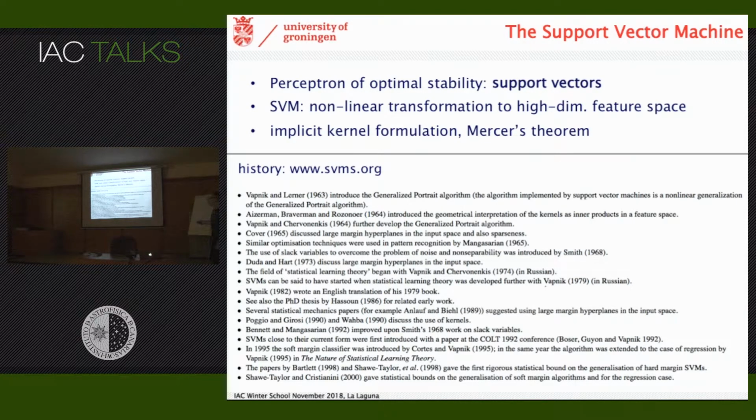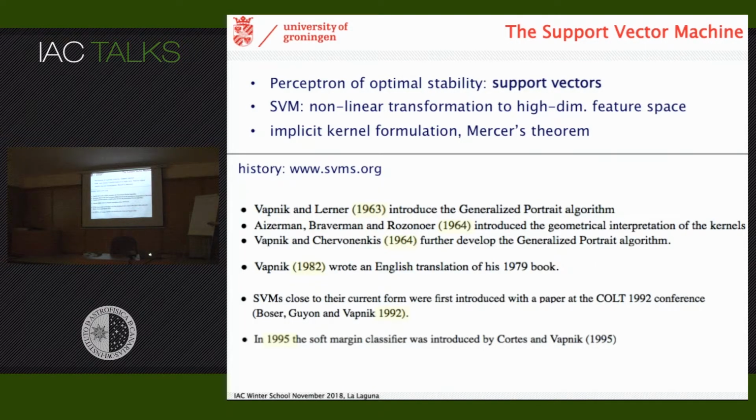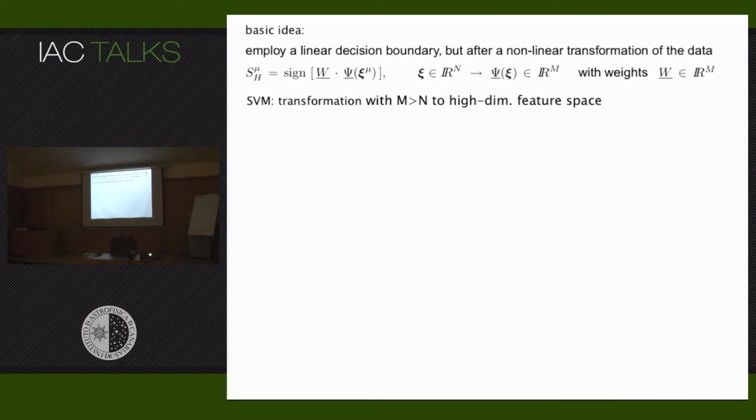If you go to svms.org, you will find a bit on the history of the support vector machine. And let me point out that it starts in 1963 with a PhD thesis of Vladimir Vapnik. And it took forever, and Vapnik had to immigrate to the US, until it became a practical tool and could be implemented on computers. The SVM, in close to its current form, was first published in '92, and the soft margin, which is the version that allows for errors, was published in 1995. And Vapnik plays a key role along this history.